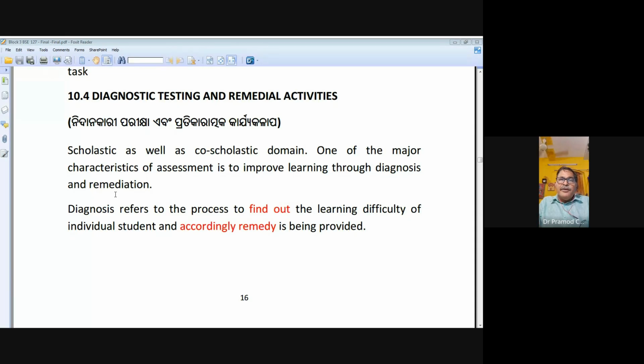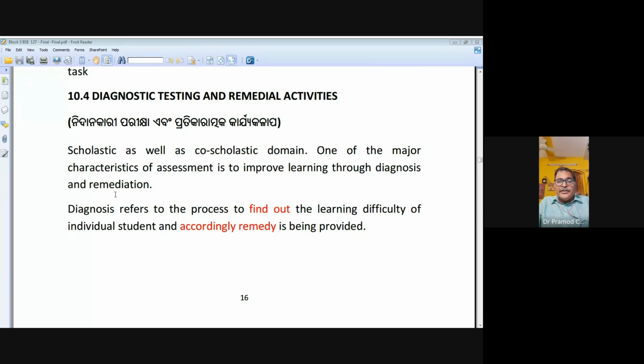But formative evaluation is there when the teacher is teaching a particular unit, and if the content area is not understood by the student, then he will not be able to understand the next unit also. The same type of problem will be there. And how far will it be rectified?